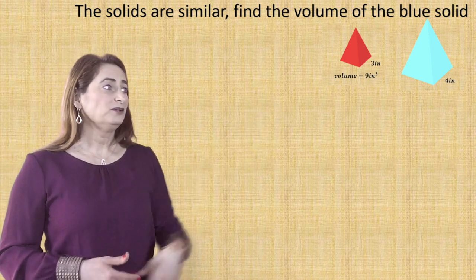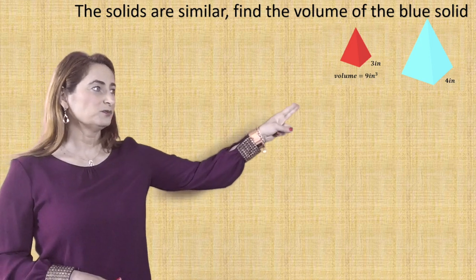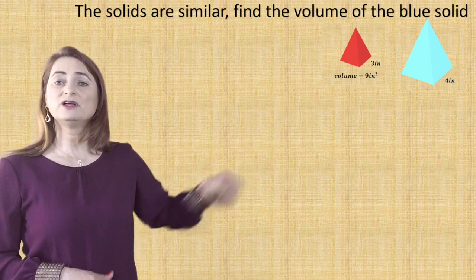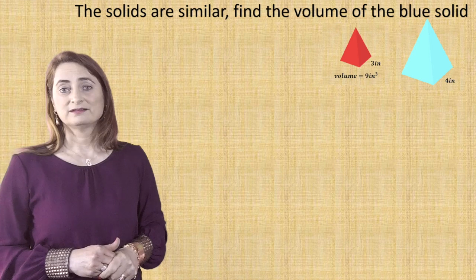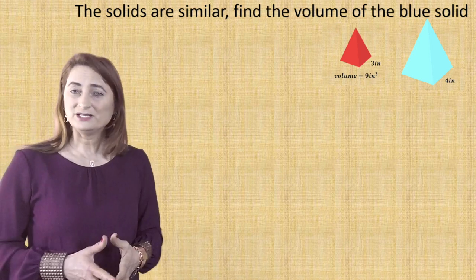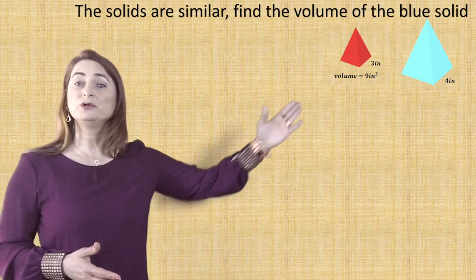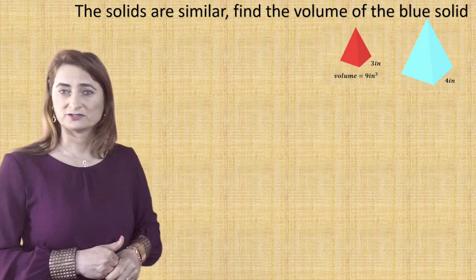I want to find the volume of the blue pyramid. I know the side length for this one is 3, the other one is 4. I know the volume for only the red pyramid, but not the blue one. Without having all the dimensions, I can't just find the volume of the blue figure. That's why we use the volume of similar figures.